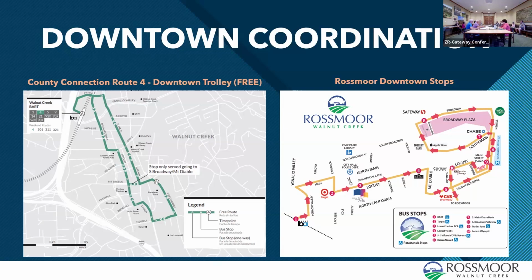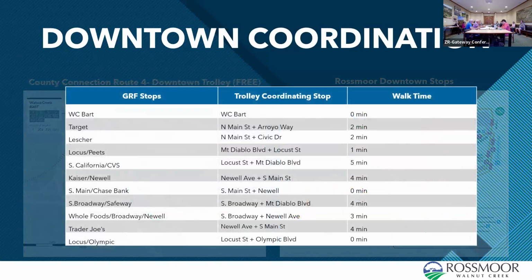But I'll mention that if you take a look at both maps, they look pretty darn similar between the trolley and our downtown locations. That is because each of our stops are within walking distance or directly at all of the trolley stops. That includes Target, Lesher, CVS, Whole Foods, Kaiser. So where the trolley goes are pretty close to where our downtown stops are already going. So if the residents do want to get to the stop that we currently go, Route 1 and the trolley would also get them there.